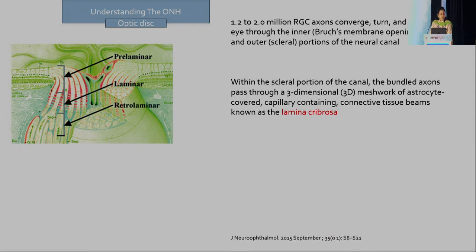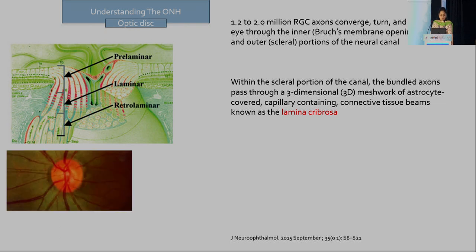As we all know, it's documented everywhere, there are several million retinal ganglion cell axons which pass and exit the eye through an inner lining of, we can say, Bruch's membrane opening, and an outer covering provided by the scleral canal or the neural canal. When it goes via this neural canal, the narrowing happens, and these axons are laden by basement membranes, pericytes covering the basement membranes, and connective tissue beams, all together known as the lamina cribrosa, which we have to focus on.